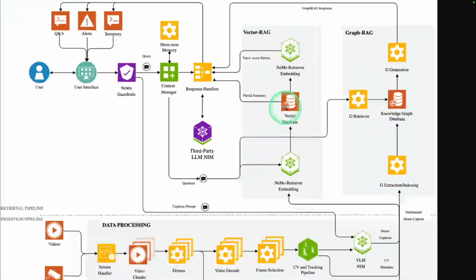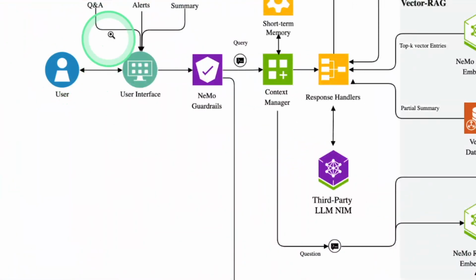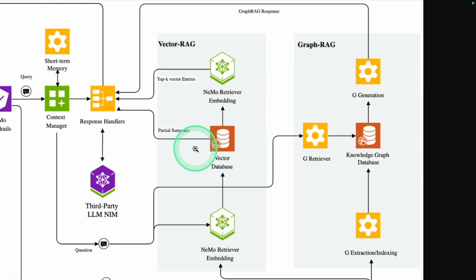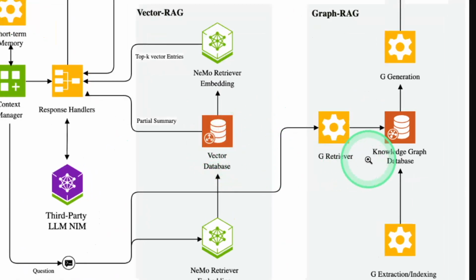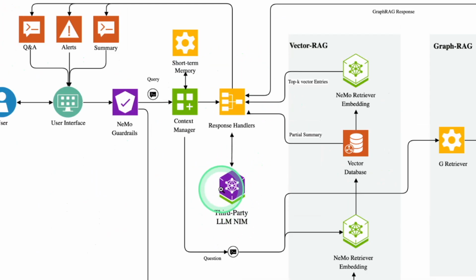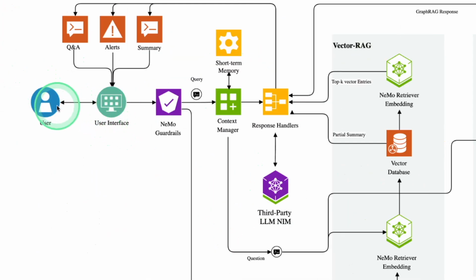Step number two, as a user, you're going to ask a question: what is happening in the video, from the user interface? The request goes and searches for the relevant information from the vector RAG process and also the graph RAG process, from the vector database and knowledge graph database. The relevant information is provided as context to the large language model, which then returns a response.